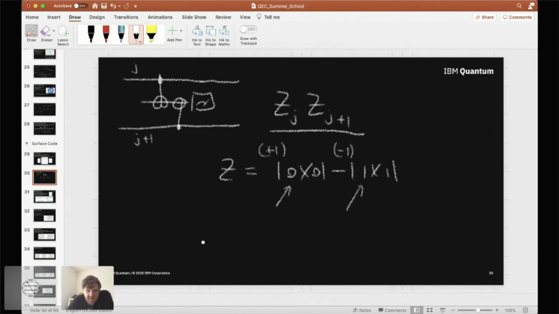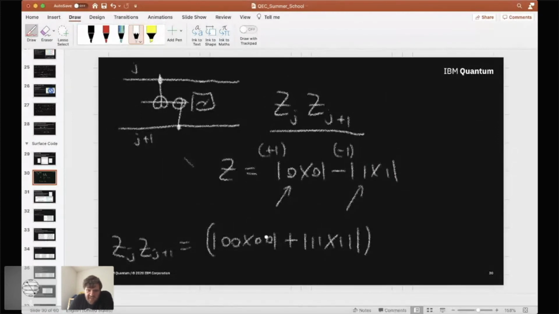Now, if we were to look at the operator Zj Zj+1, then this has eigenstates |00> and |11>, both, oops, that's a little bit big. So the |00> and the |11> states, well, that's a rubber, or an eraser, as I should say in this more international audience.